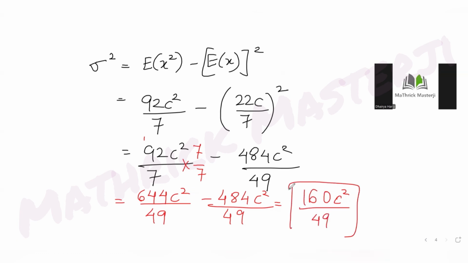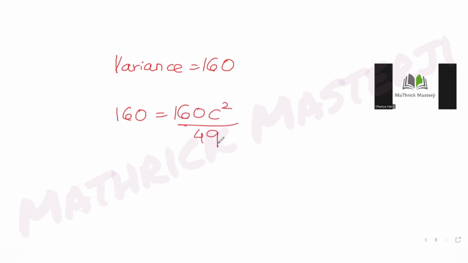So I get this, and this is nothing but your variance, which is shown as sigma square, which is square of standard deviation. And I get this variance. I know the variance in the question is given to me as 160. So if I equate both the variances, 160 is equal to 160 c square over 49. This goes away. C square becomes 49. That gives me C as plus or minus 7.